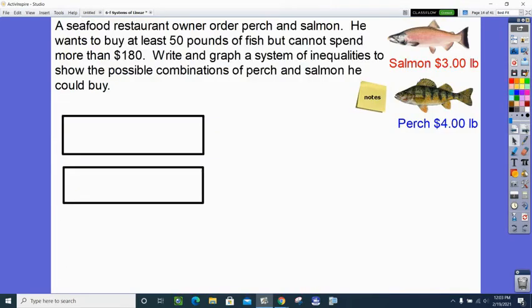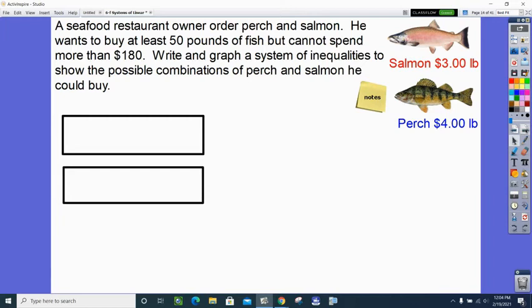Okay, last problem. Let's talk about where we use this. A seafood restaurant owner ordered perch and salmon, and he wants to make sure that he has at least 50 pounds of fish. He cannot spend more than $180. You're going to write and solve a system of inequalities to show the possible combinations of perch and salmon he can buy. So this is back to a system. We had a whole worksheet on equations. Can you come up with 2 inequalities this time?